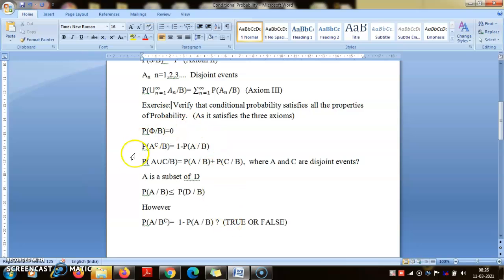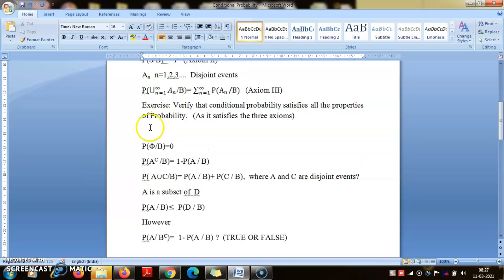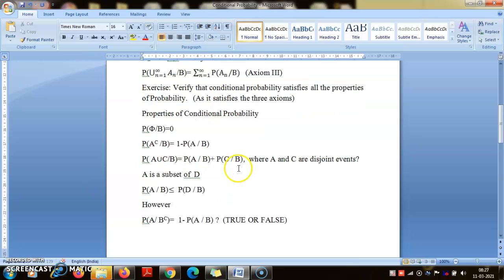Please have these results in your mind very carefully. So maybe I will introduce a line here. Properties of conditional probability. Proof not needed, because you have verified the three axioms.